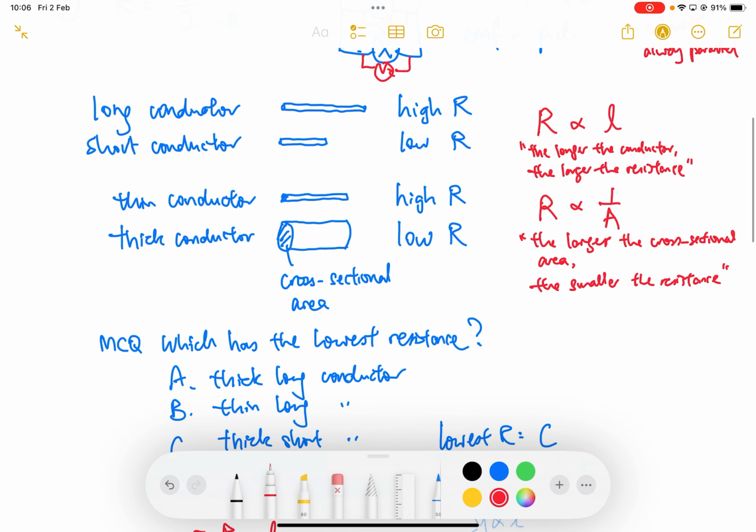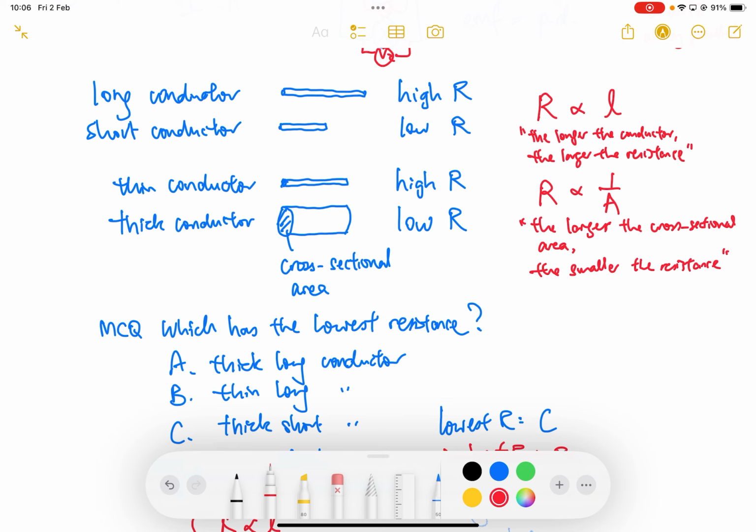Next, we learn that the longer the conductor, the higher the resistance, and the thicker the conductor, the lower the resistance. I repeat, if the conductor is short, then the resistance is lower because there's a shorter distance for the charges to move through. When the conductor is long, it will take a longer time for the charges to move through it, so there will be a higher resistance.